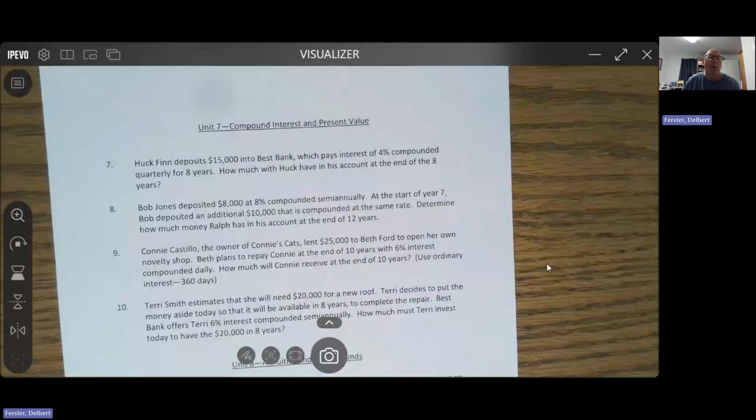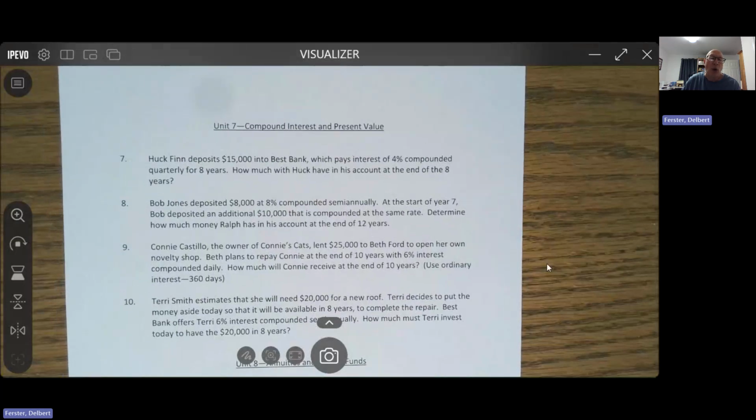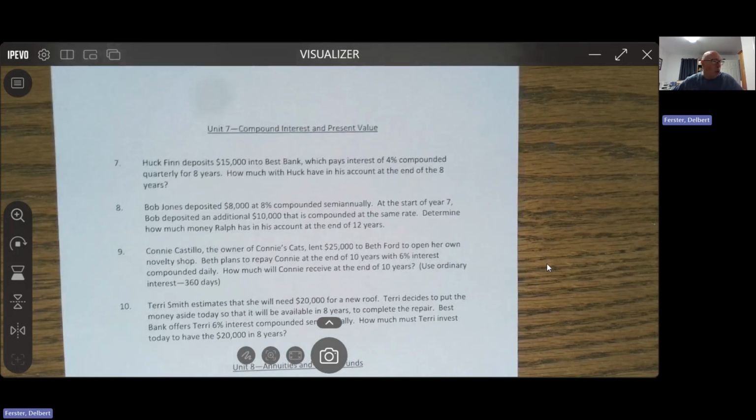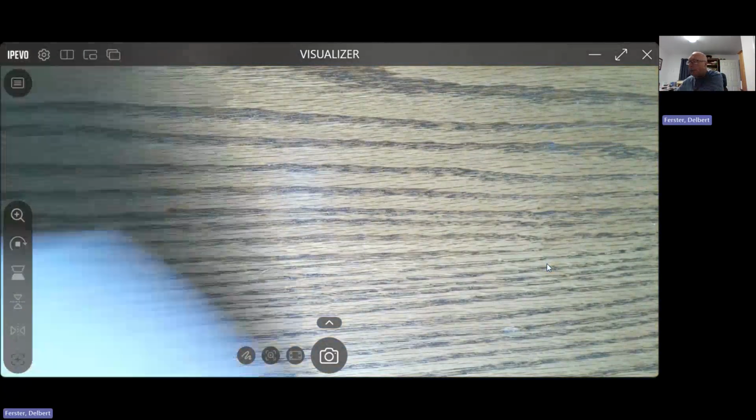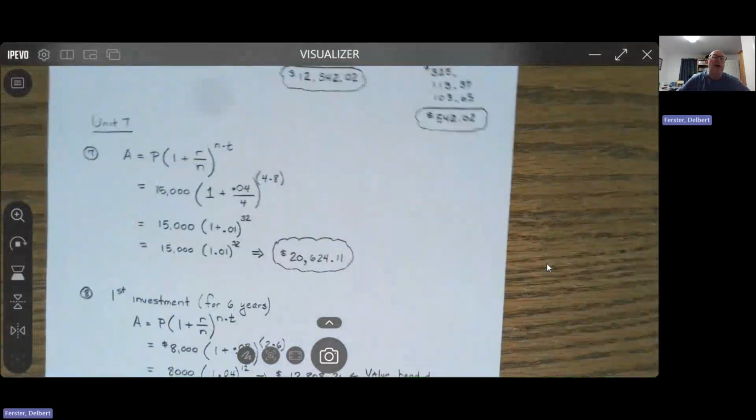So let me fire up the visualizer here. And we're going to move in. All right, so this is the problem stack from Unit 7. And we'll do what we did previously. We'll bring in individual solutions. So starting with number 7, my man Huck Finn. All right, so let's go ahead, bring in some solutions and work our way through. All right, slide up Unit 7.